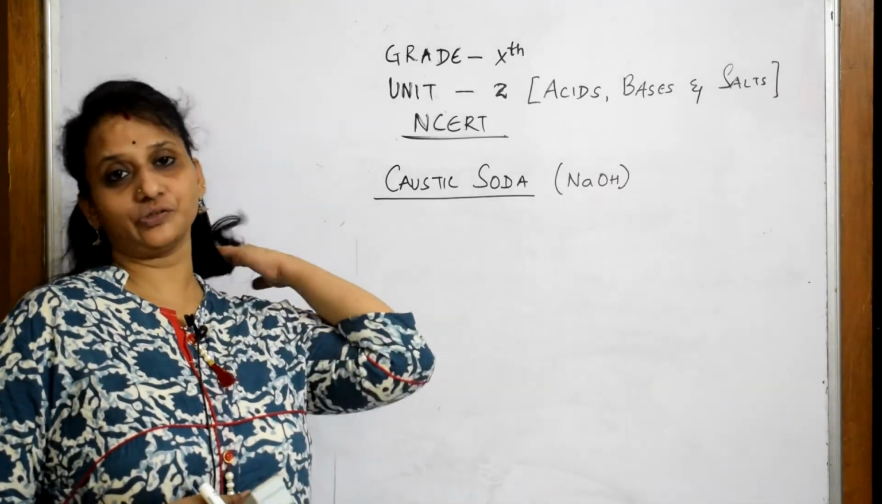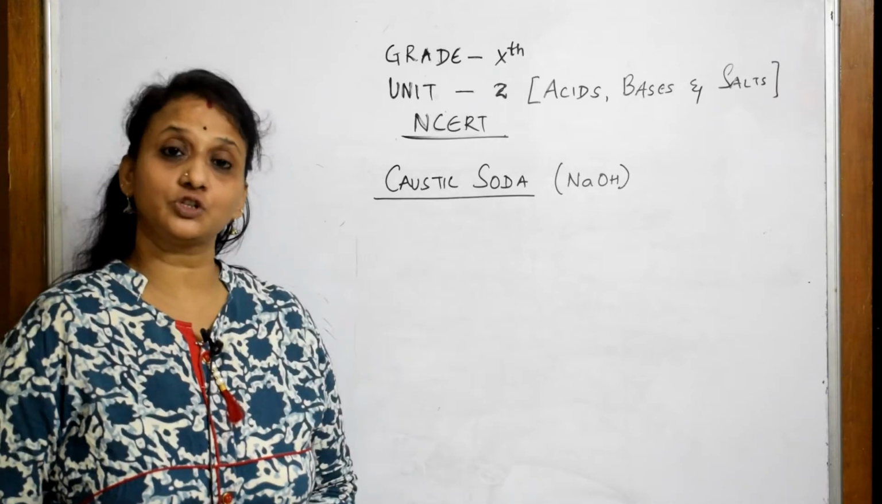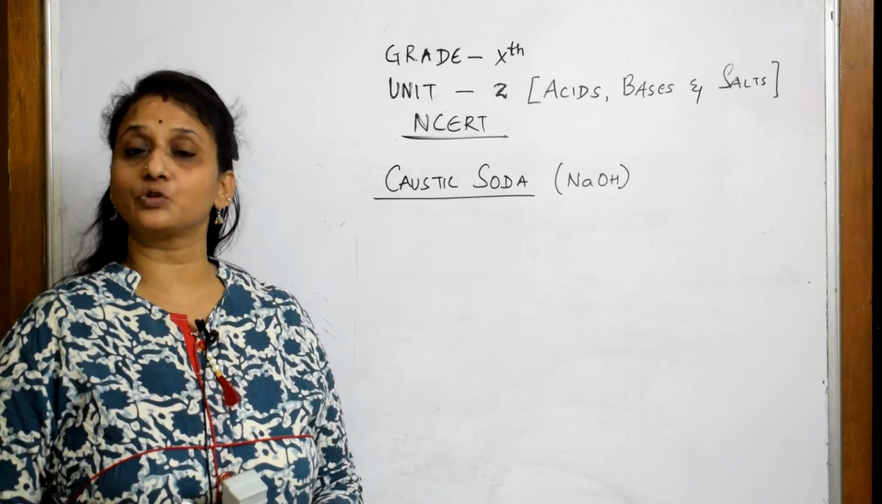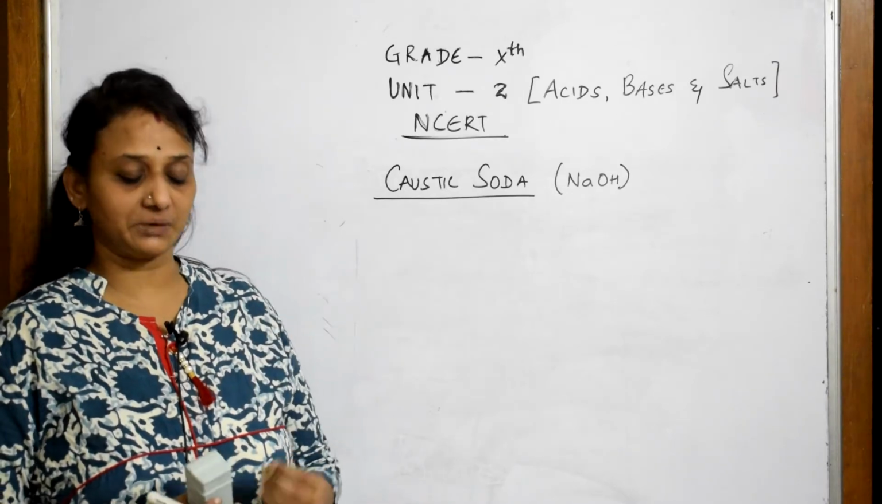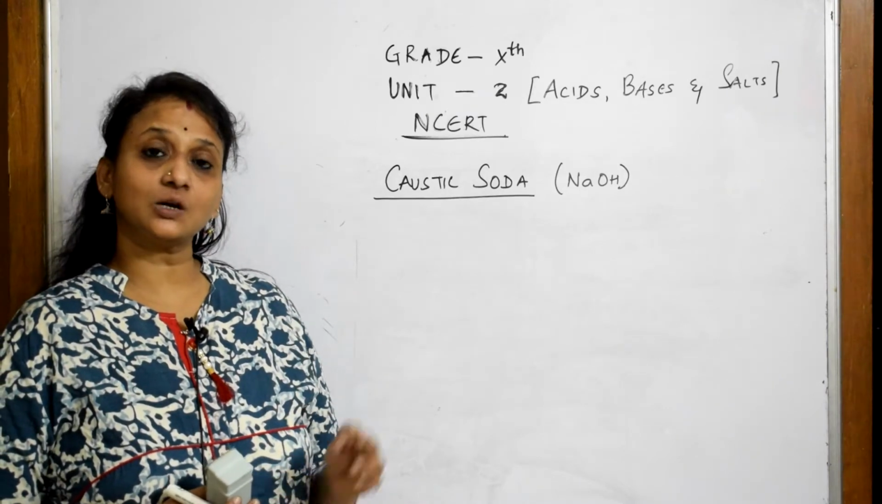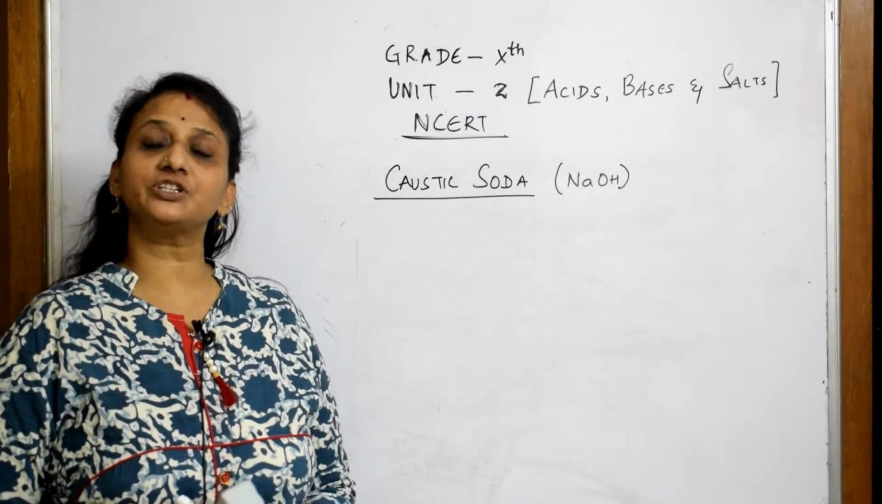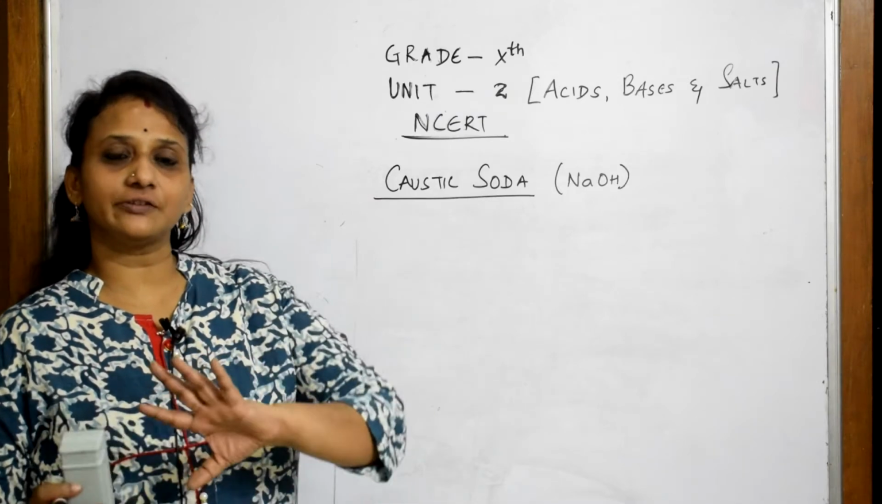Now, today what are we going to learn? In the previous video, I taught you what a chemical prepared from common salts actually is. We have listed out 3 to 4 chemicals. And now we are going to start one compound or the other, from which there are certain different byproducts.